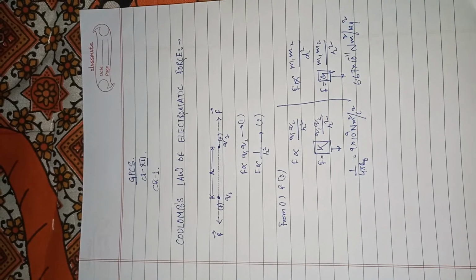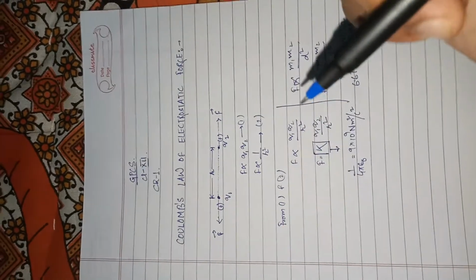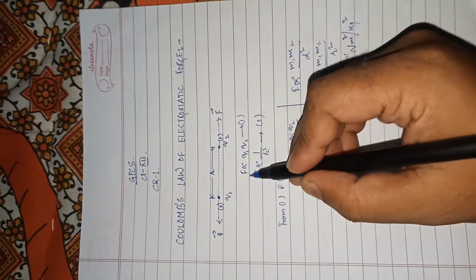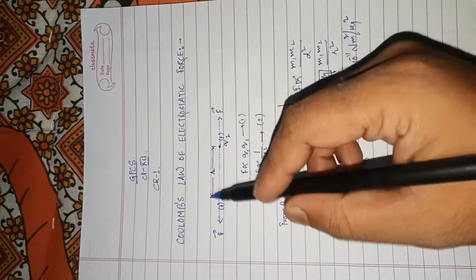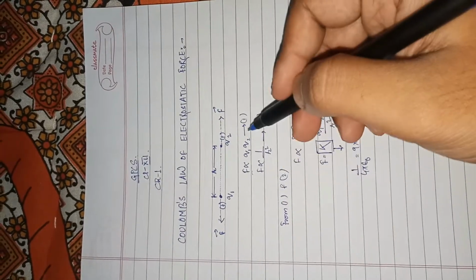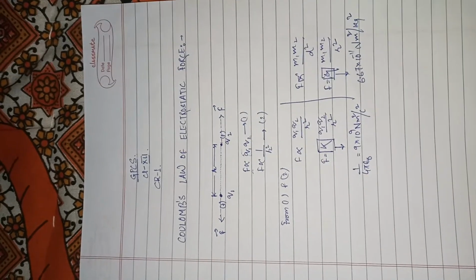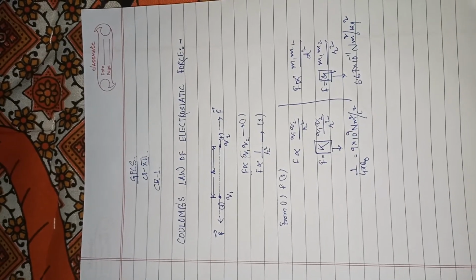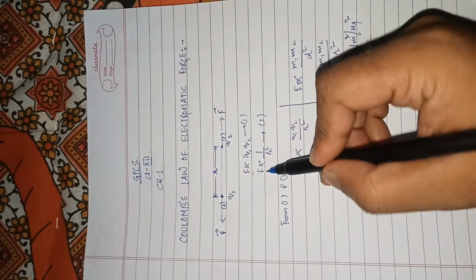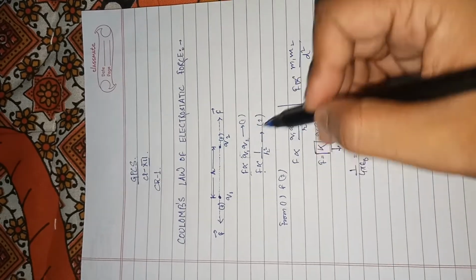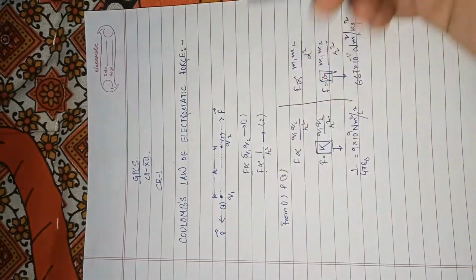Now from this, what Coulomb identified is that the force experienced was directly proportional to the magnitude of the product of the two charges, and the force was inversely proportional to the square of the distance between them.